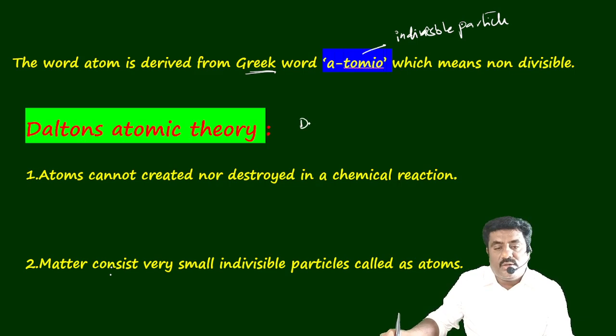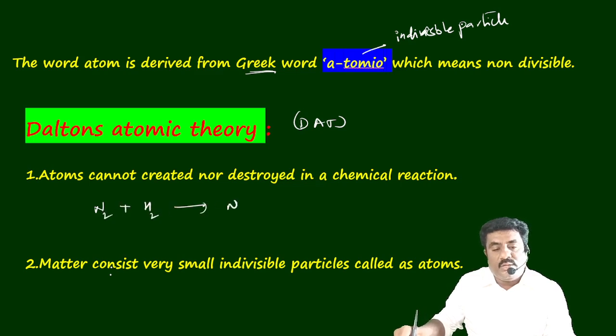In short, DAT. He says that atoms cannot be created nor destroyed in a chemical reaction. What does it mean? Look at a balanced chemical equation. For example, I am taking the reaction N2 plus H2 gives NH3, and I balance the equation.